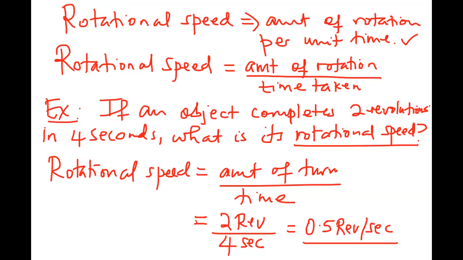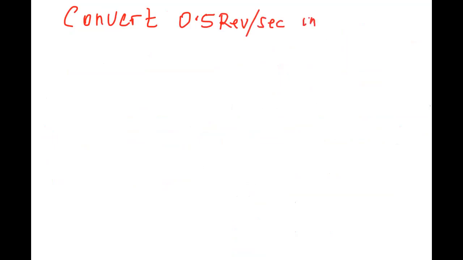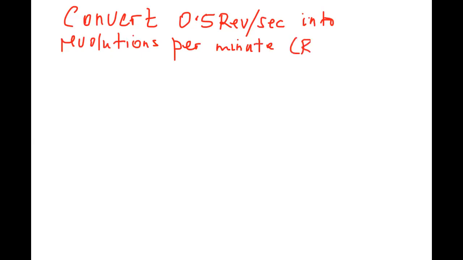You might want to convert to different units, which is usually the case when you talk about rotational speed. So let's convert this to revolutions per minute, which is a very common unit. Let's say convert 0.5 revolutions per second into revolutions per minute, also known as RPM. RPM stands for revolutions per minute.